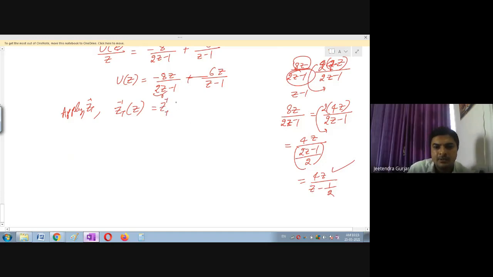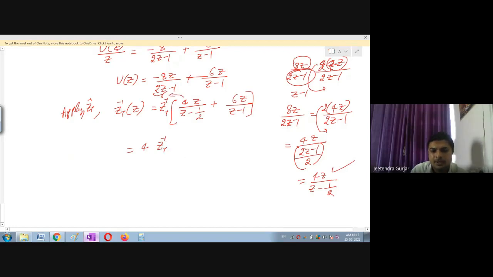So I will take the z inverse formula here. So this is 4z upon z minus 1 upon 2 plus 6z upon z minus 1, students. Any doubt, please ask me. Okay, now I will apply the z transform. So 4 I will take outside. This 4 is constant, so I will take it outside. So z inverse transform of z divided by z minus 1 upon 2 plus 6. Again, this is z inverse transform.